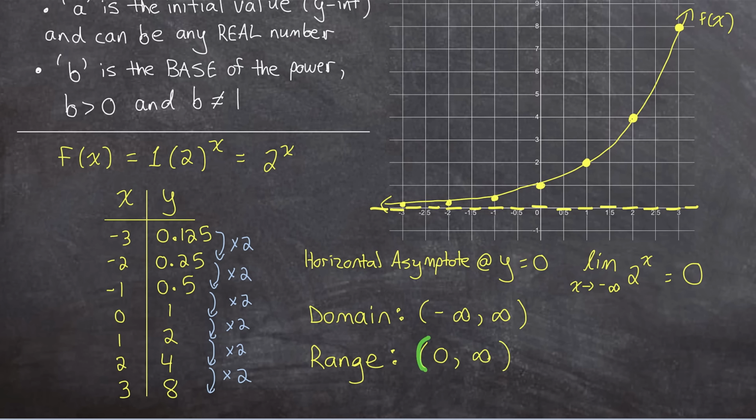And notice I put a round bracket at 0 because we don't want to include 0. The function can never actually be 0. It's always greater than 0.